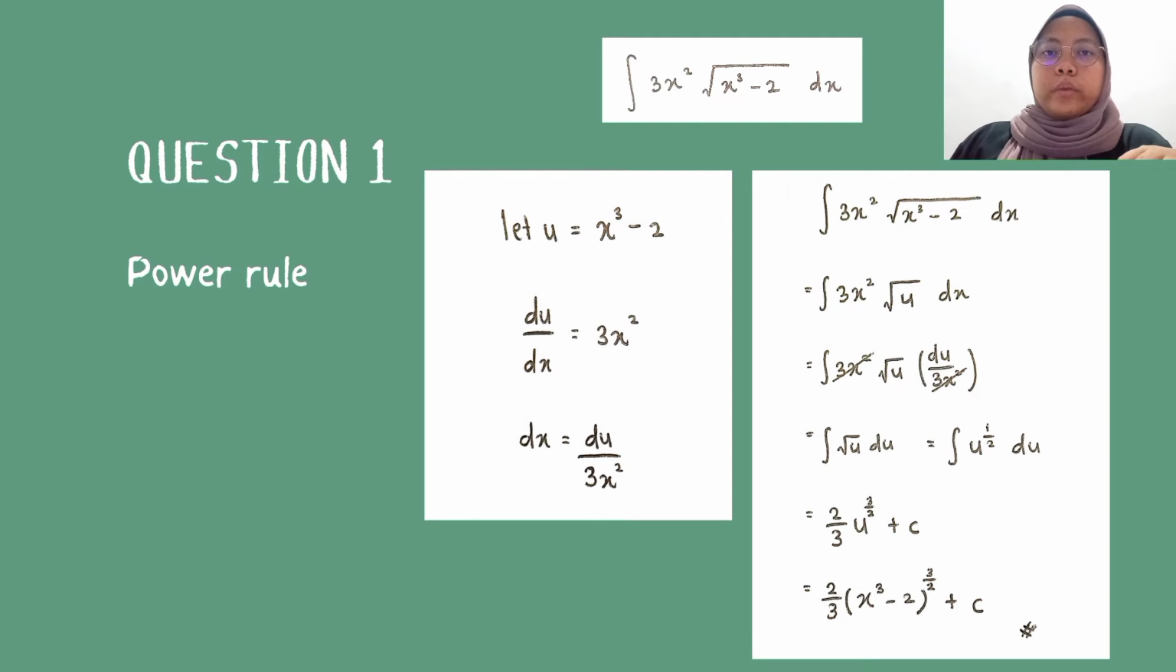And then we will integrate u^(1/2). It will be 2/3 u^(3/2) plus c. Then the answer would be 2/3. We will change back u with x^3 minus 2 and the answer would be 2/3 (x^3 minus 2)^(3/2) plus c.